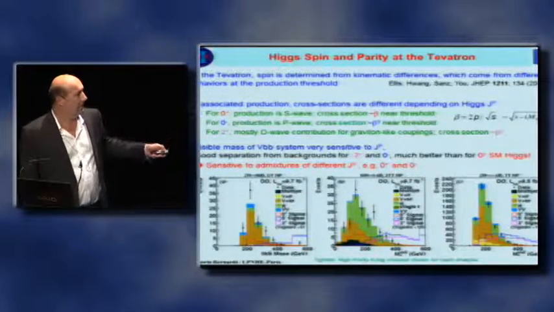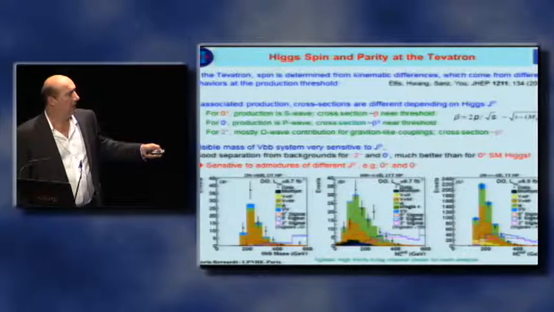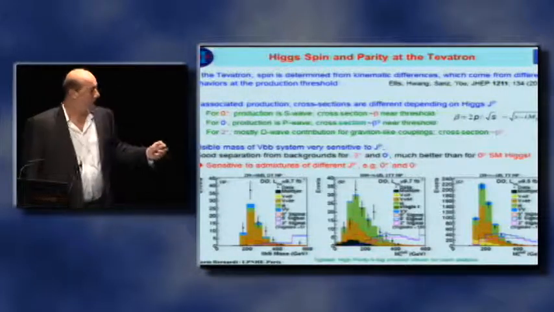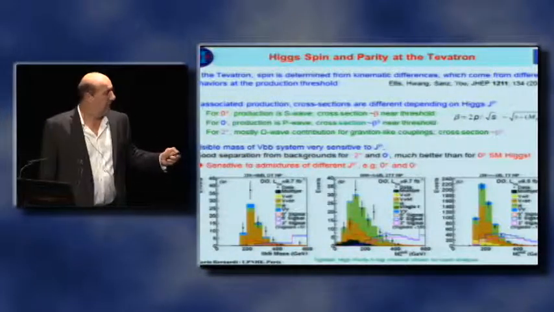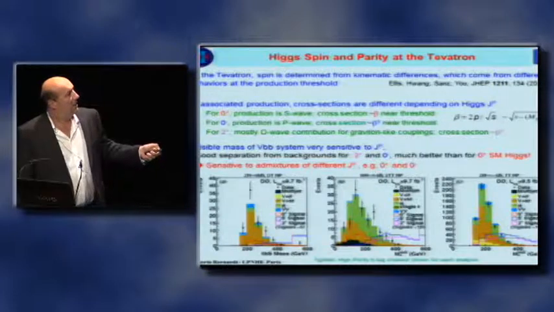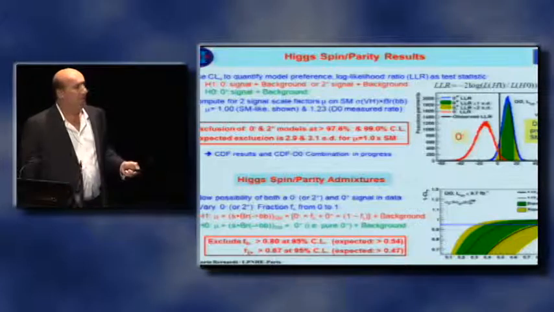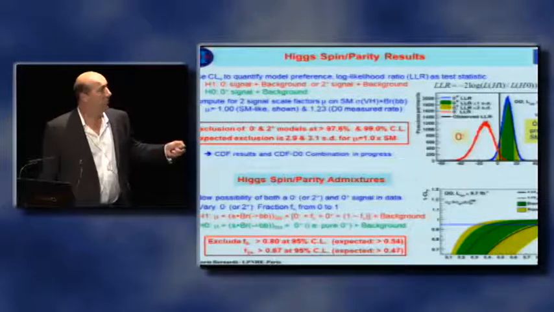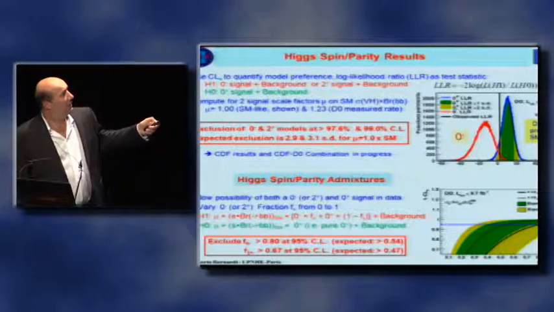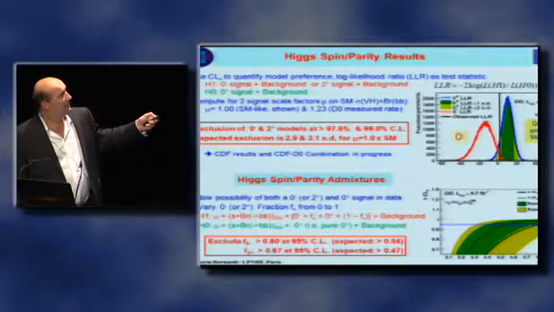So take an example here. This is the ZH to l l b b-bar. While the standard model distribution would be here, the two abnormal JP assignments would give you this big tail. So you understand that clearly we have strong separation when you do this kind of analysis. And that's what we did. So basically, at the moment, only D0 has released these results. CDF is very close to releasing them. And even one experiment is competitive here.